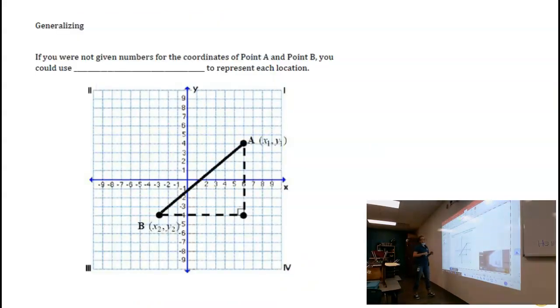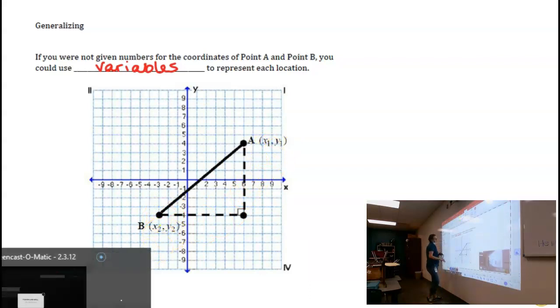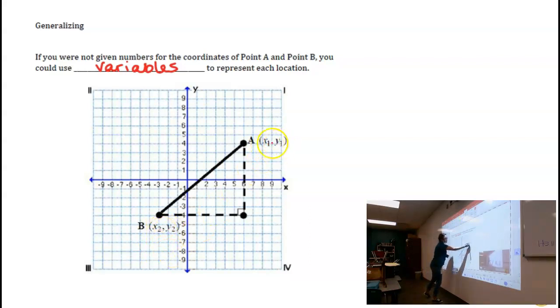So in general, if you were not given numbers for the coordinates of point A and point B, you could use variables to represent each location. So perhaps you were unsure about what this point was and what this point was. You can use x1 and y1, x2 and y2 to denote the location of those points. The 1s are just for point 1 and the 2s are just for point 2. It really doesn't matter which point is 1 or 2, as long as together they are the same type. So these would both have to be 1s and these would both have to be 2s.